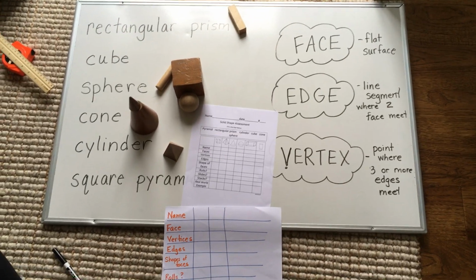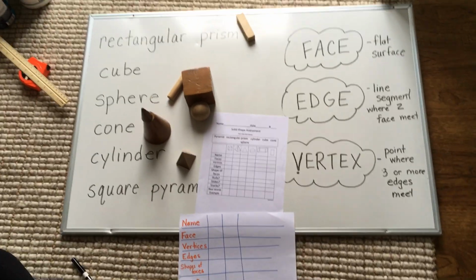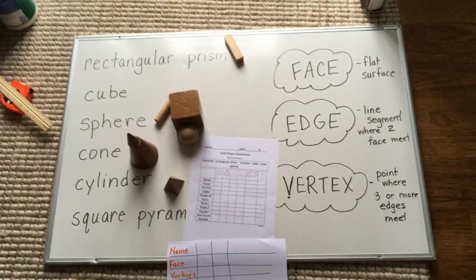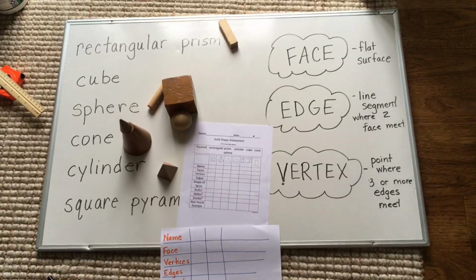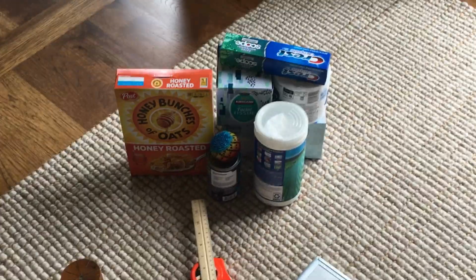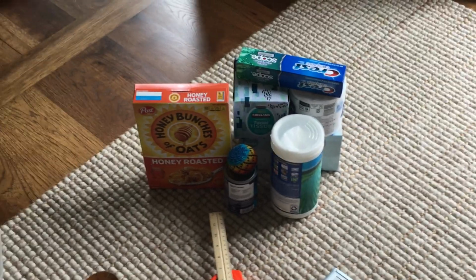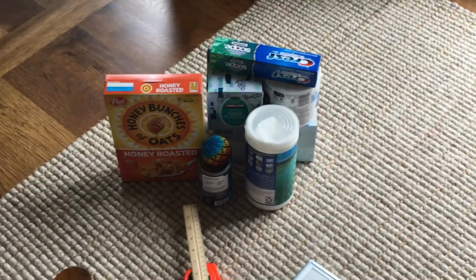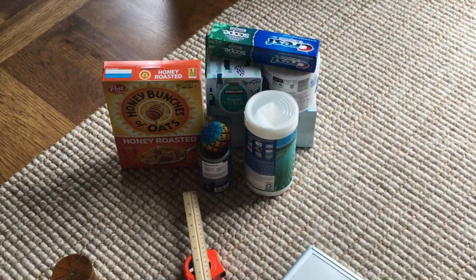And this is another Google slide in here, so be very careful to take a look. You are going to build a building. First, you have to go around your house. Go around your house and collect items that are either rectangular prisms, cubes, spheres, cones, cylinders. I didn't have any square pyramids in our house, so I didn't get any of those.